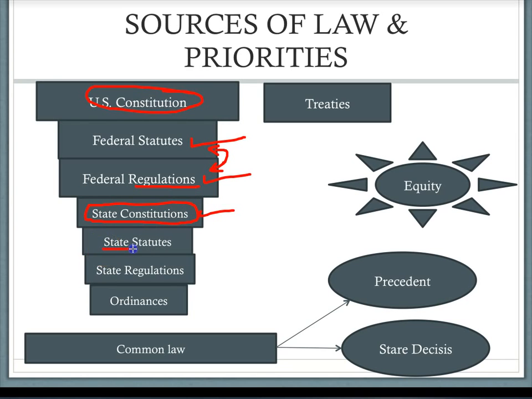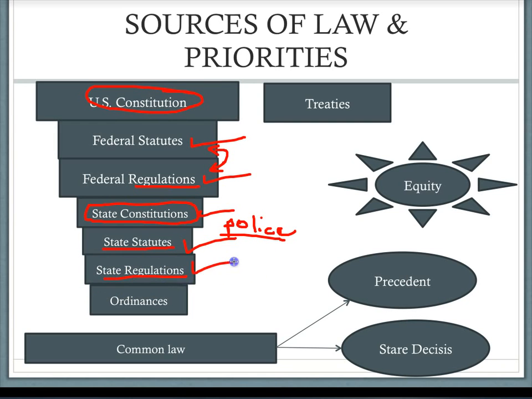Underneath state constitutions, we have state statutes. Those state statutes are adopted based on the police powers of the state, and those police powers are the powers to pass laws that protect the safety and welfare of the citizens of the state. Those are all the powers that are left over after the federal government passes laws in the enumerated powers.